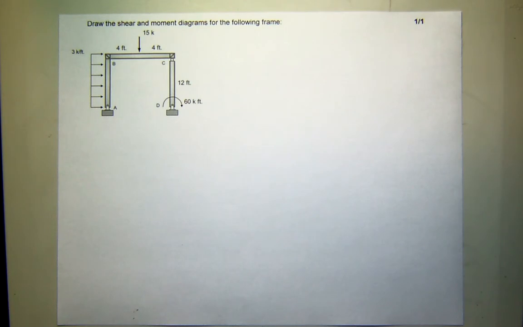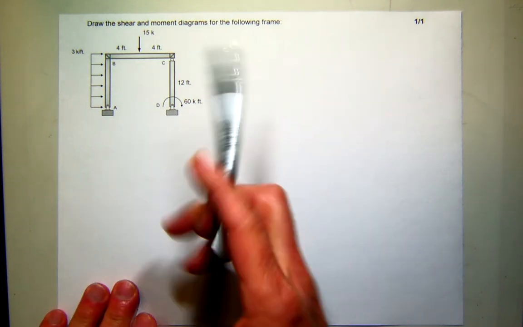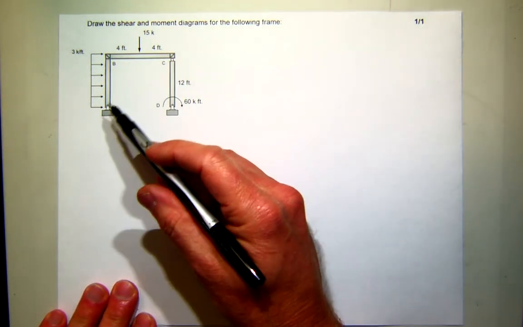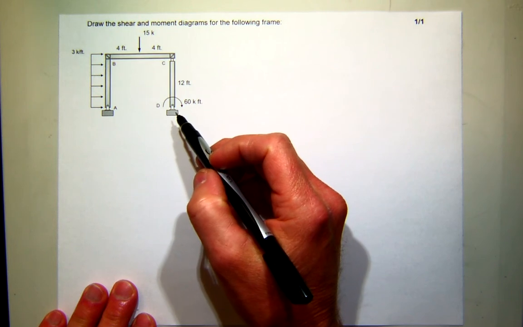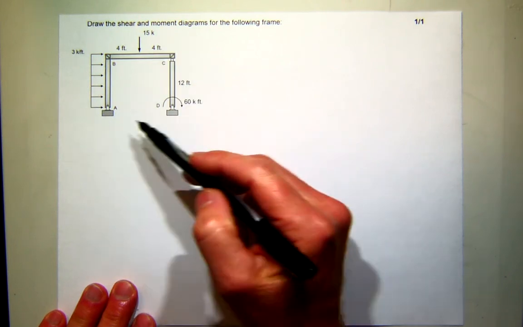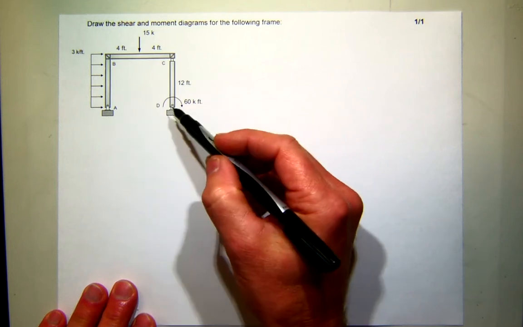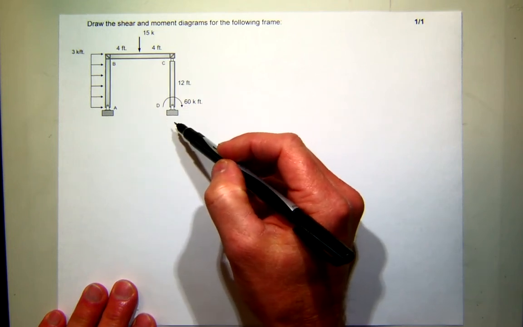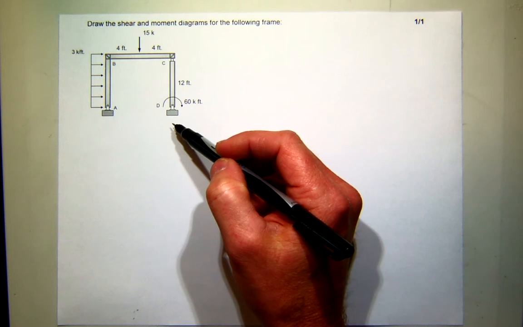Okay, so here's a problem we're going to draw the shear and moment diagram for. Let's do a little bit of strategy first. If you look at the external reactions here, we've got a pin at A and a pin at D. So what does that tell you about trying to draw a free body diagram for the whole structure? Well, you'll have two unknowns at A and two unknowns at D. You won't be able to solve for them all. It's like, well, is this an indeterminate problem?